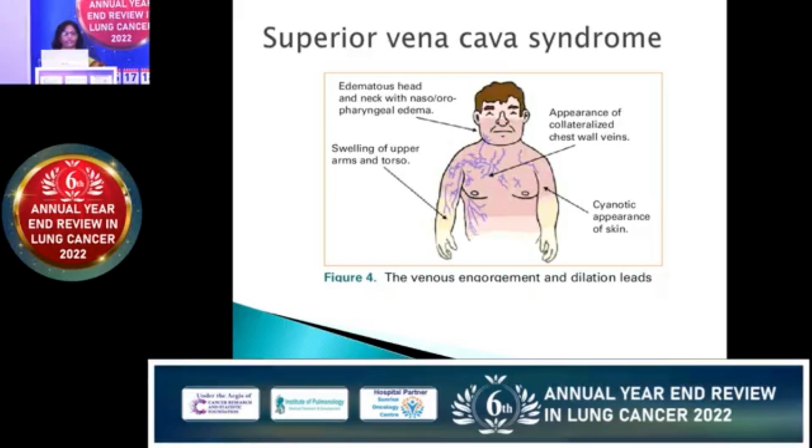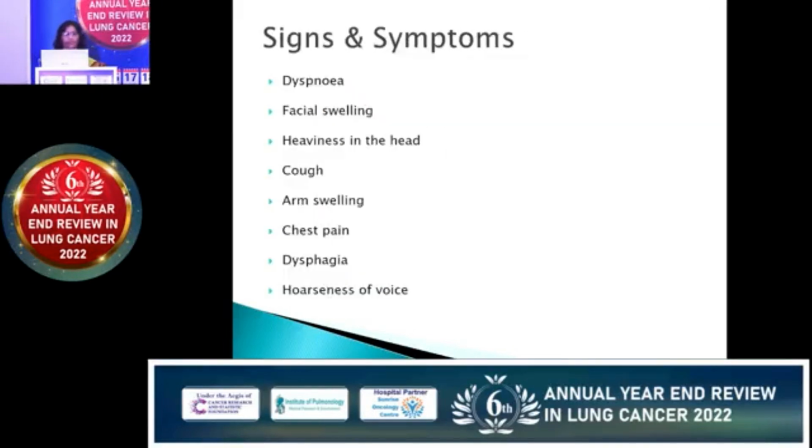Here in this figure you can see superior vena cava syndrome. There you can see edematous head and neck with nasopharyngeal edema. Then appearance of the collateralized chest wall veins. You can see the veins very much tight. There will be swelling of upper arms and the torso, and you can see the cyanotic appearance of the skin. The symptoms and the signs, what the patient will be looking like.